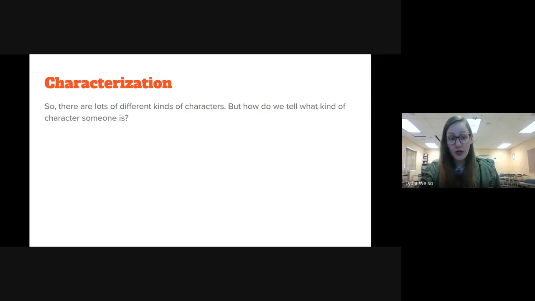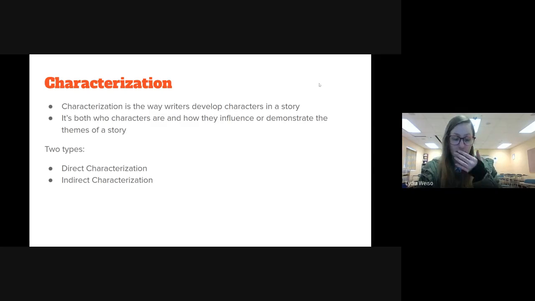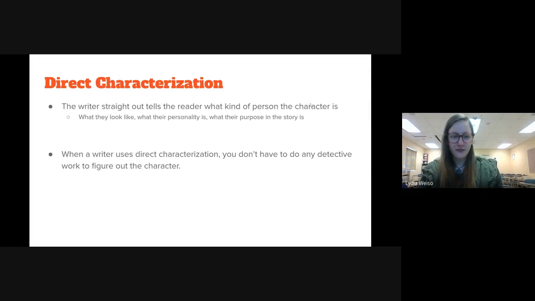Okay, if you have no questions for now, then we'll move on to the next part of thinking about characterization, which is a quick review of how we figure out what kind of character someone is. And there are 2 ways of doing this. We get direct characterization and indirect characterization. This is also thought of as the show versus tell model of storytelling, where you can either just tell your reader what's going on, or you can show them what's going on.